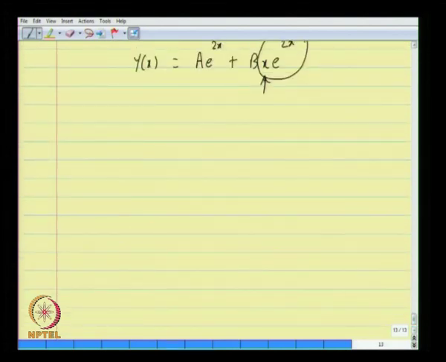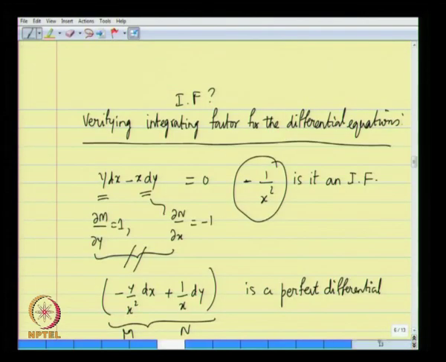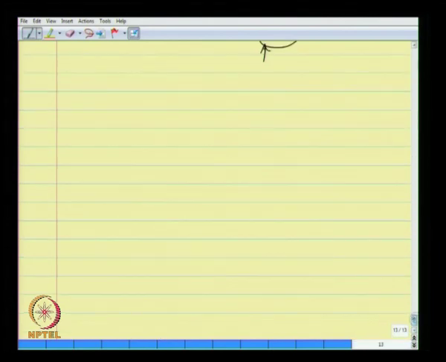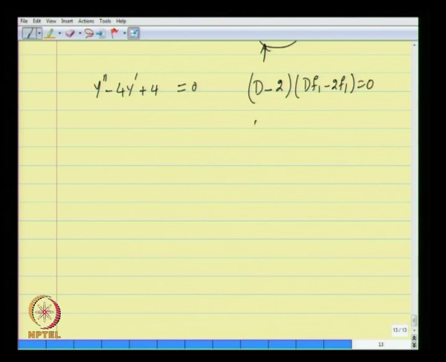Why it is x, okay? Sorry, let's write this. y double prime minus 4y prime plus 4y is equal to 0. We will write this as (D minus 2) squared, introducing the notation that I put in the very beginning. (D minus 2)(D minus 2) f1 is equal to 0, where f1 is a solution. So, we have already found out f1 to be a e to the 2x.